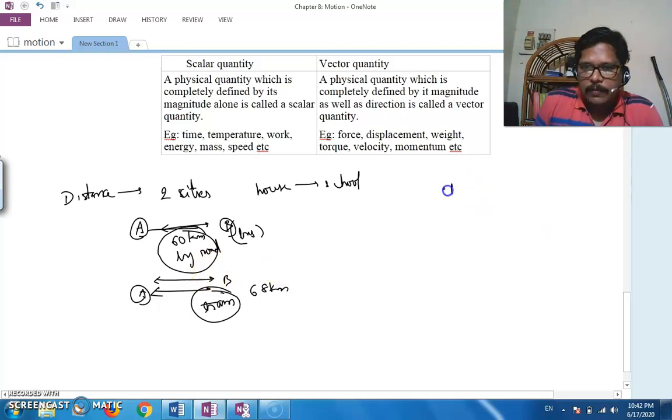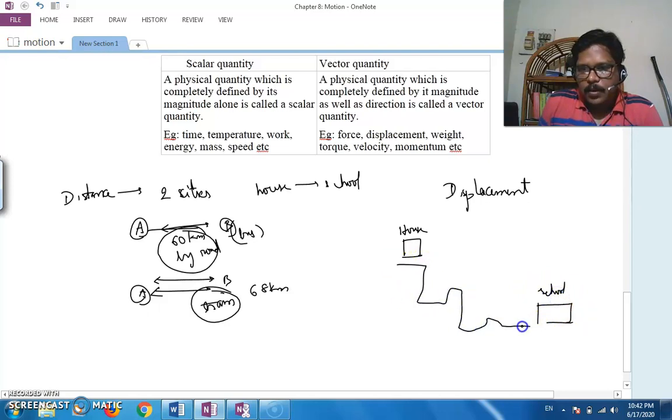On the other hand, we have displacement. Take displacement between your house and the school. Let me take this example. That is your house, and somewhere here is your school. When you go from house to school, maybe the road goes this way. You need to move along the road. So whenever someone asks you the distance between your house and school, you express the length of the path. Let us suppose it is 5 kilometers.